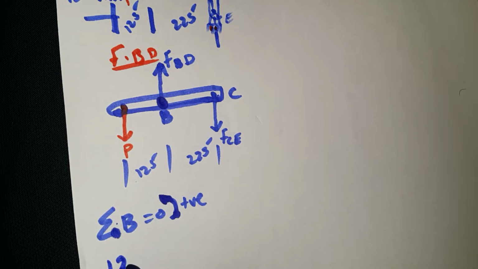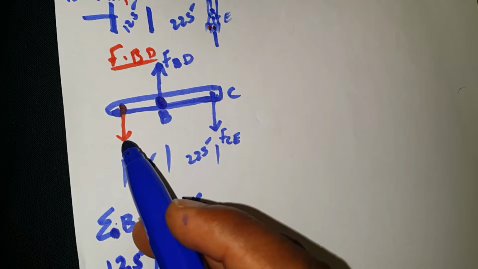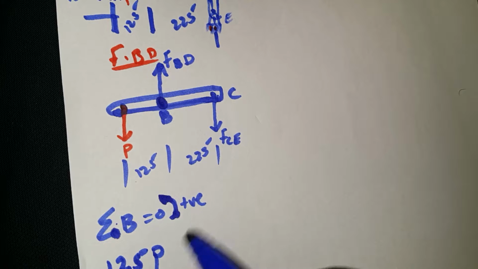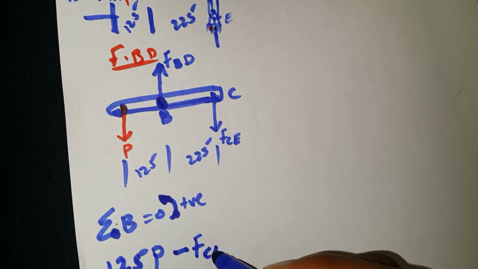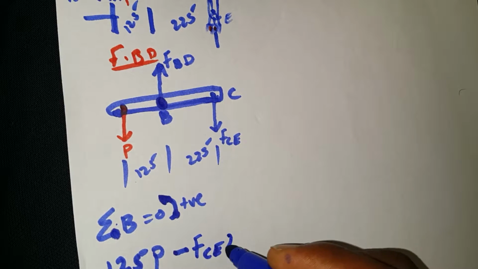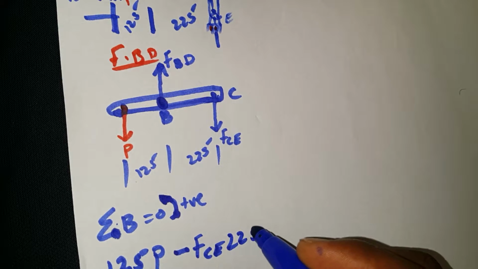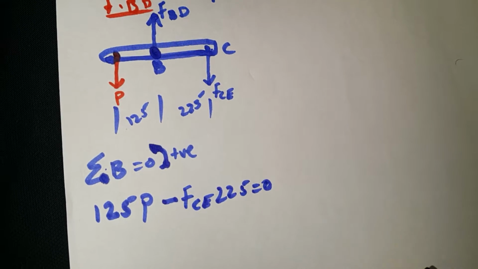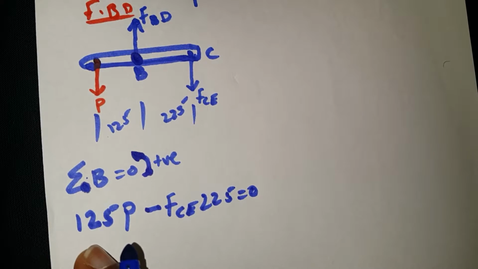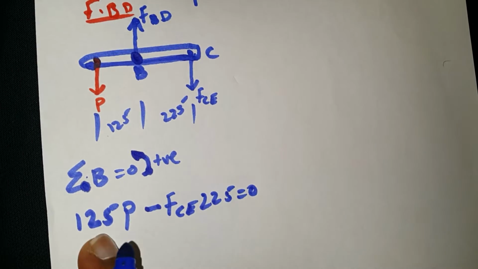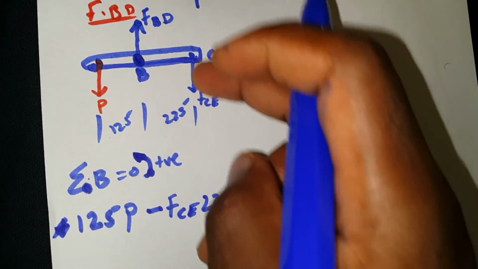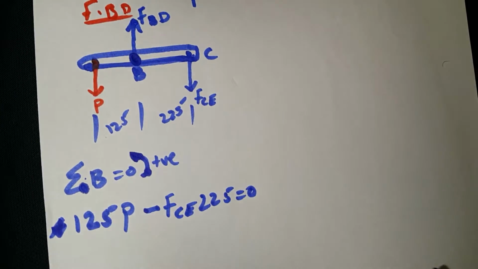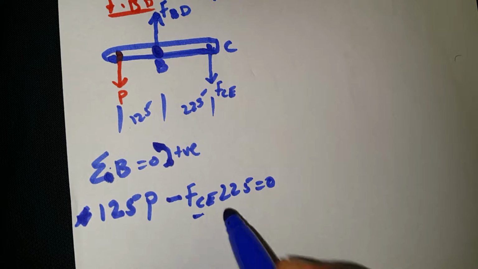We say 120, the distance, 125 times the force, which is positive, then minus this FCE times distance 225 equals to 0. This is my moment. I've taken the moment. This we do positive. This is positive, but we don't show it. But this we do negative. Okay? Now let's make this the subject.